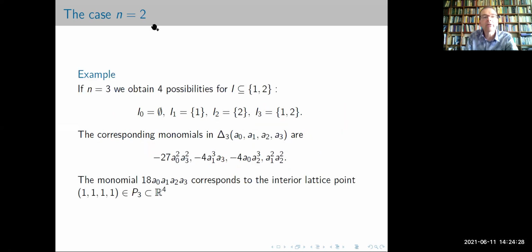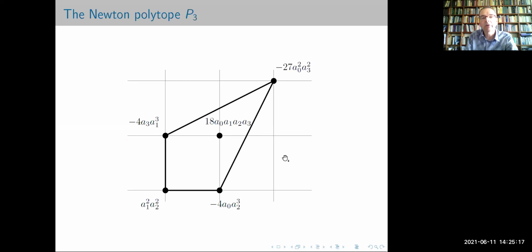The second case I consider is the degree three case. In this situation, we have four possibilities for choosing a subset inside the set consisting of one and two. Corresponding to these possibilities, we get four monomials with proper coefficients that correspond to vertices of the polytope. There is a fifth monomial with coefficient 18, but it corresponds to the interior lattice point of this polytope. And I will give a picture of this polytope. It looks like so. This is a vertex, and this is another vertex. These are the other two, and this is the interior point. So this is a picture.